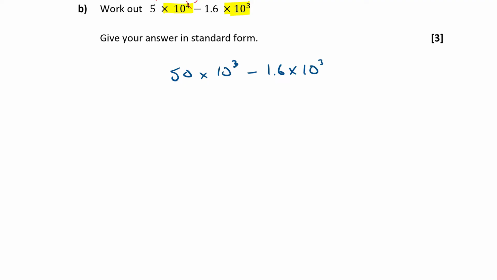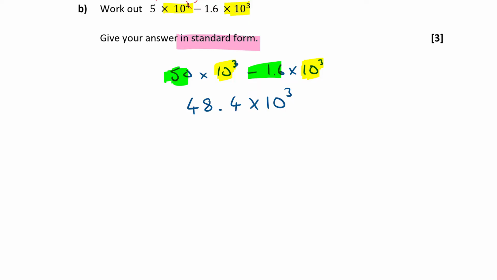Now notice that the exponent part, the power of 10, is the same in both. So that means I can just subtract the mantissa part, the number part at the front, one from the other. So 50 subtract 1.6. That's 48.4, isn't it? So that's going to give me 48.4 times 10 to the 3. Okay, are we done? Not quite. It asks us to put our number in standard form, and this is not in standard form because my number part at the front is not a number between 1 and 10.